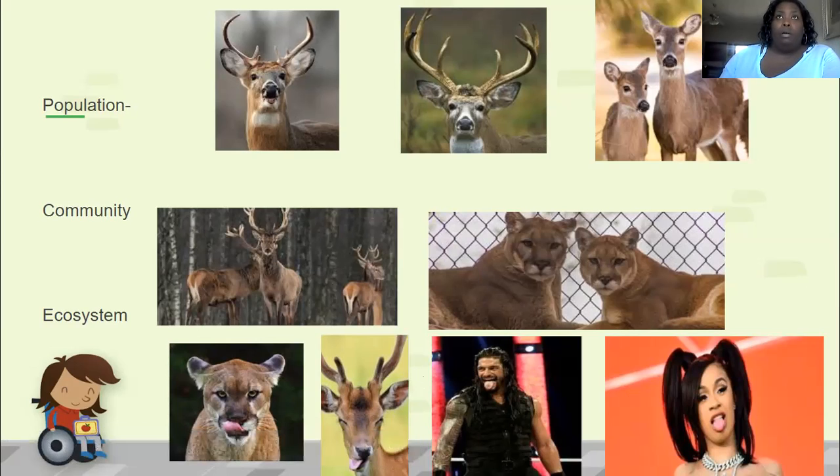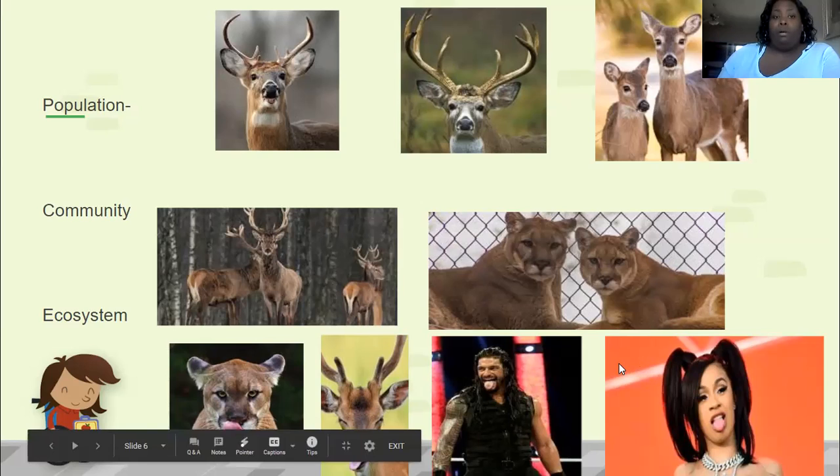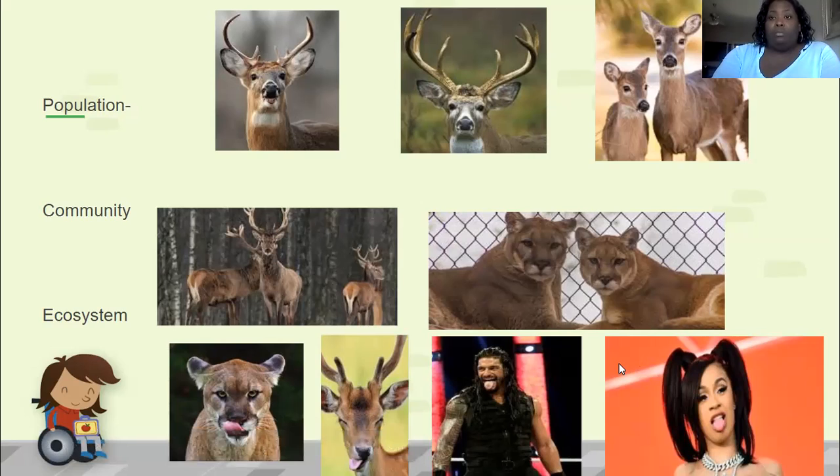Non-living components would be like the water. It would be like the soil. It would be like the climate. It would be like the sunlight. The rocks, anything that is non-living in that area could be considered part of that ecosystem, as well as the living organisms in that area.